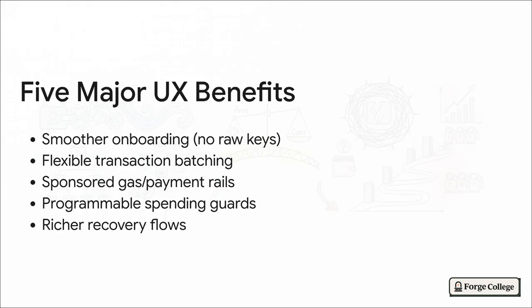Fourth, we have programmable spending guards. You can literally write a custom policy that says, hey, limit my transfers to $100 a day unless I provide a secondary approval. And fifth, richer recovery flows. If a user loses access, it's not game over. They can use programmable social recovery instead of crying over that lost piece of paper we talked about earlier. This makes interacting with the blockchain feel just as seamless as using your favorite Web 2 apps.